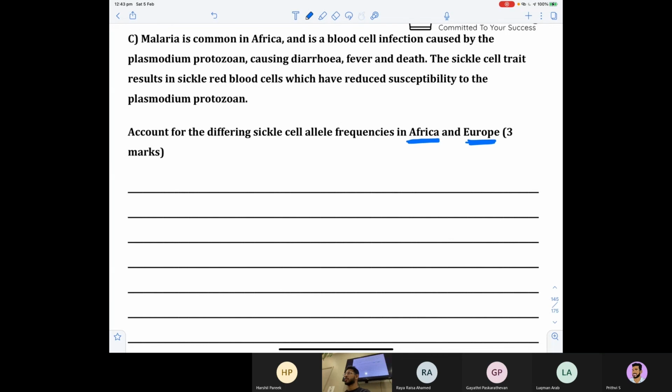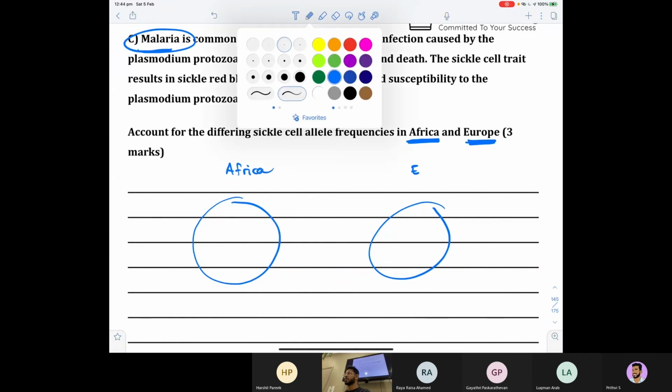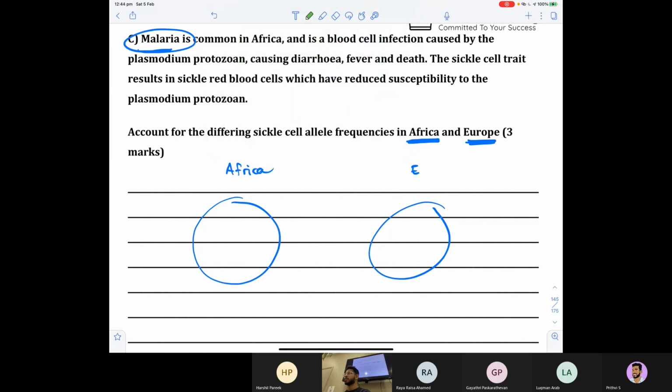So let's try understanding this, right? I don't want to spoon feed you all. I want you all to think. Malaria is bad. Right? We have these two regions. We have Africa and we have Europe. Okay? In Africa, malaria is very common.